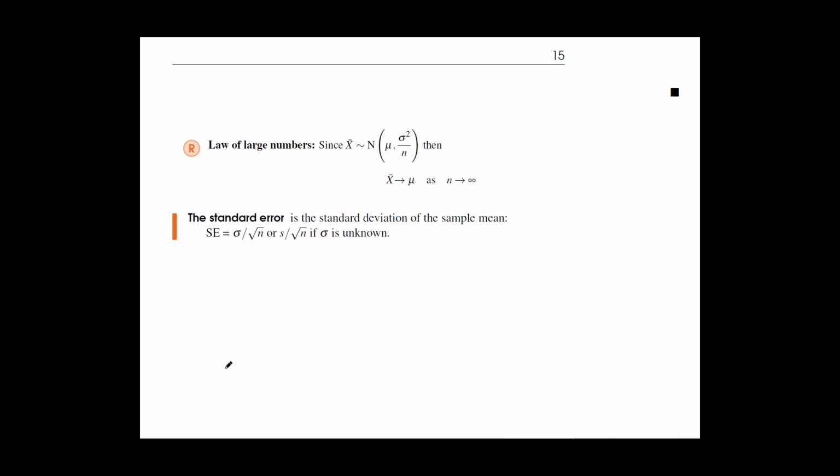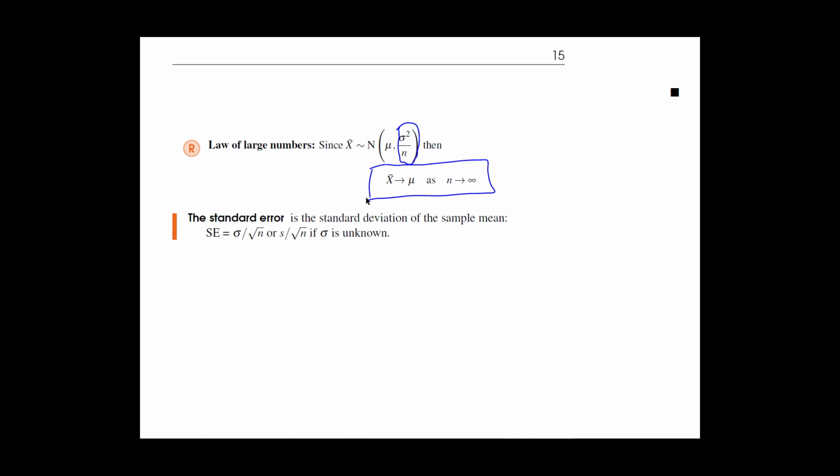It's simply the fact that since x bar, the sample mean, is distributed normal with mean mu and sigma squared divided by n as the variance, and this is the important thing, right? It's because it's divided by n that we have this limit. As n goes to infinity, x bar tends to the real mean. So that's a result that is asymptotically true. You need n to be really infinite for it to be true.